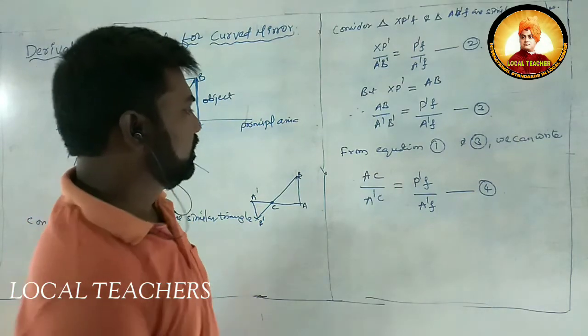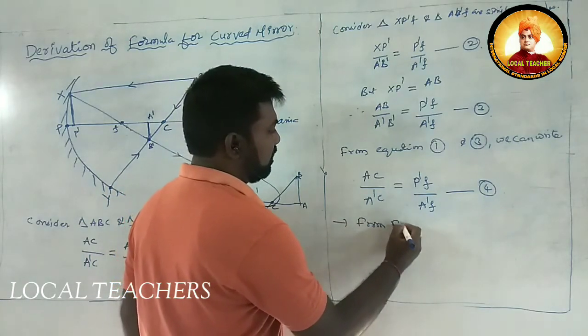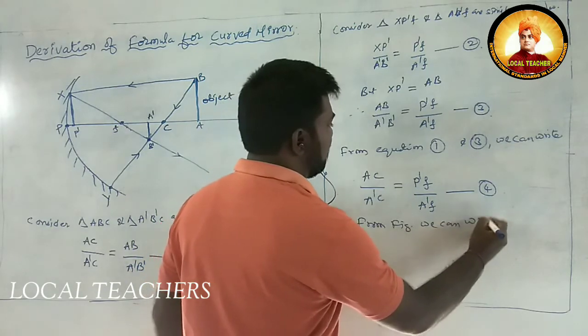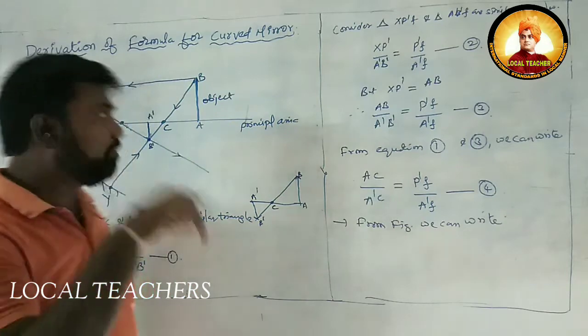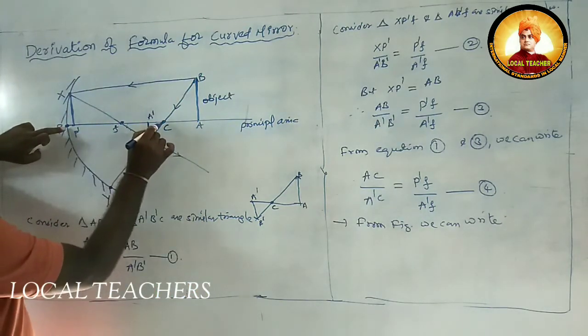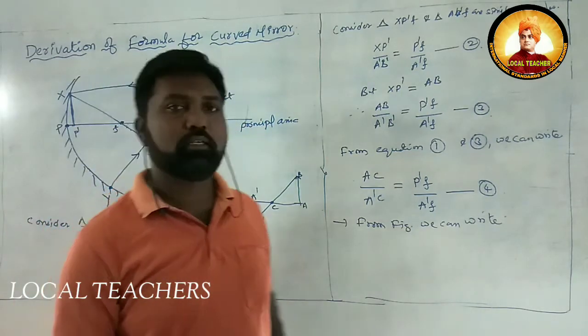Equation 4 we got. So here from the figure we can write, observe the figure. So this AC can be represented here. So here this is AC.